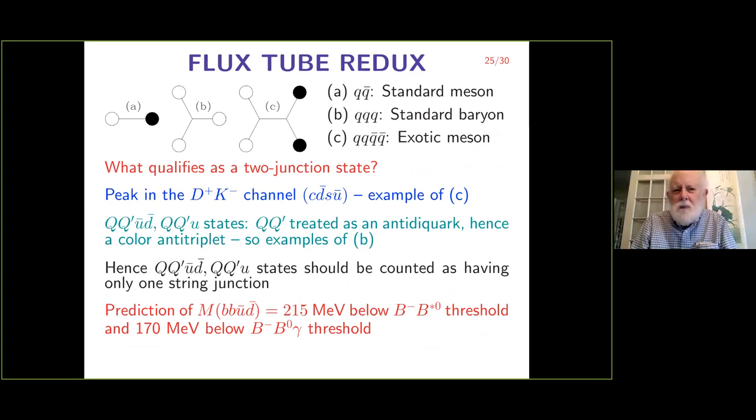So again, here are the pictures for the flux tubes for an ordinary meson, no string junction, an ordinary baryon, one string junction, and an exotic tetraquark, two string junctions. So the question is, what qualifies as a two-junction state? There's a peak in the D plus K minus channel, that's c d-bar s u-bar. So that's an example of a genuine two-junction state. But the state with two heavy quarks and two light quarks, in that state, the heavy Q Q prime qualifies as a diquark state, again, by the arguments that Marek made. Let's go to the next slide.